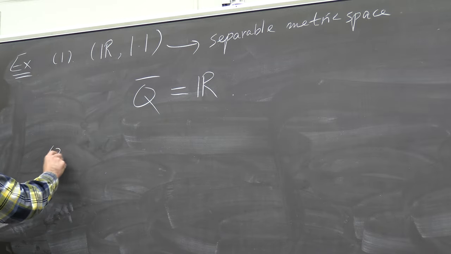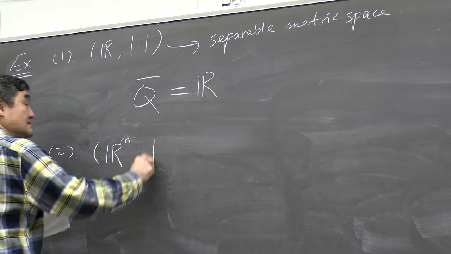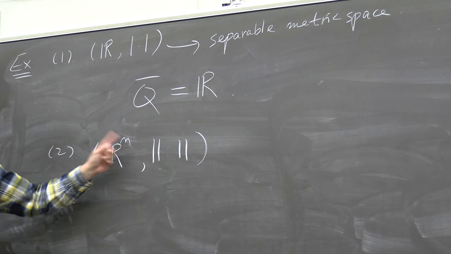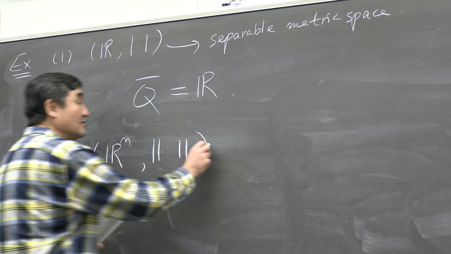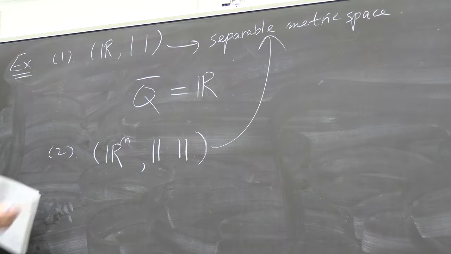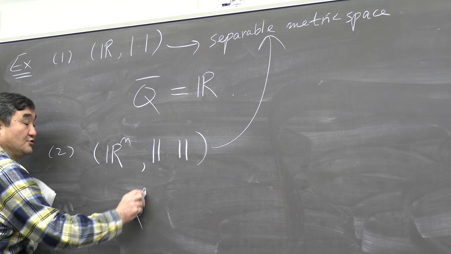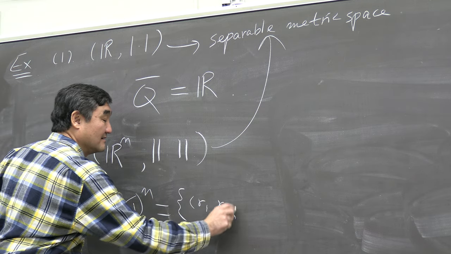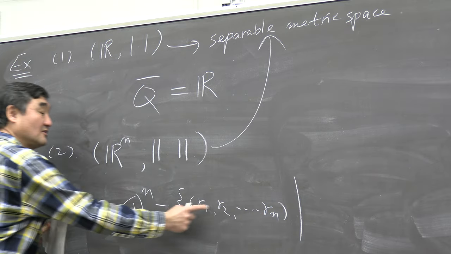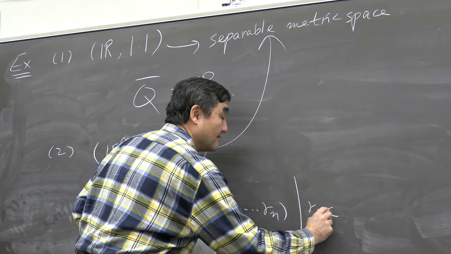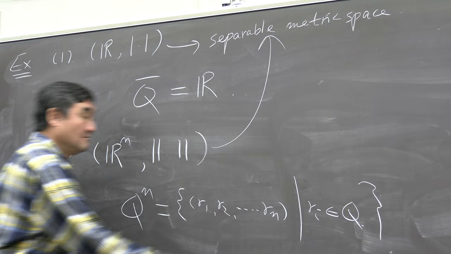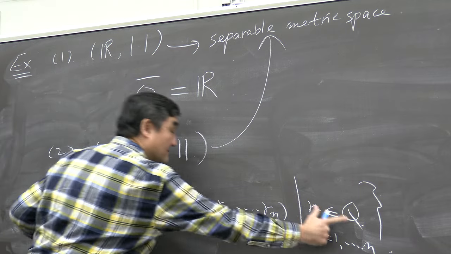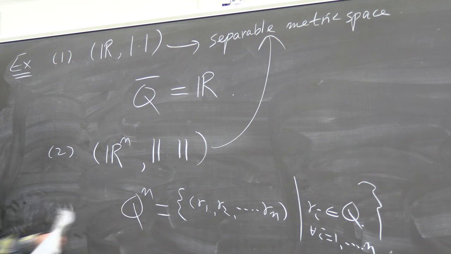What else? How about any n-dimensional Euclidean space with its usual metric? You know the usual metric defined on any n-dimensional Euclidean space. That's another example of a separable metric space. Then what is its countable dense subset? Q to the power n, the collection of n-tuples of rational numbers, which is countable.